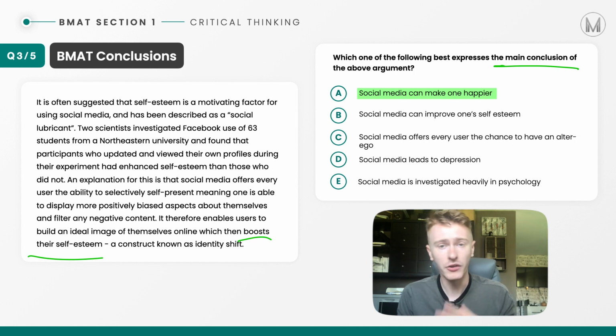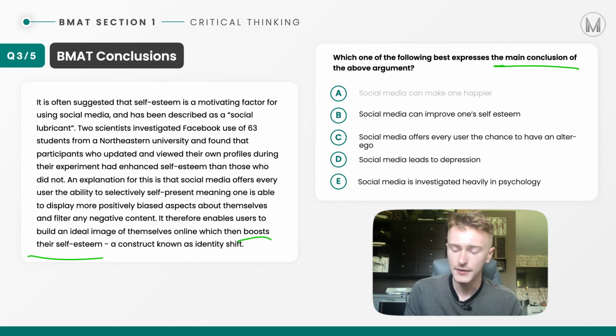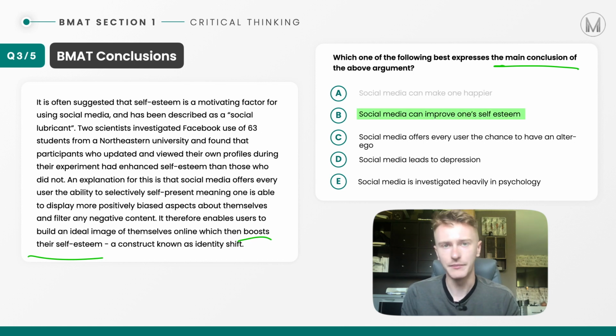It seems to be playing on our own assumptions that self-esteem leads to happiness, but actually the author is keeping it very precise. He's talking about self-esteem. Answer option B, social media can improve one's self-esteem. This seems to be the case. He seems to say that it boosts their self-esteem in a construct known as identity shift, and I've underlined that right there. So we already said that could potentially be the conclusion. So answer option B is looking very good.